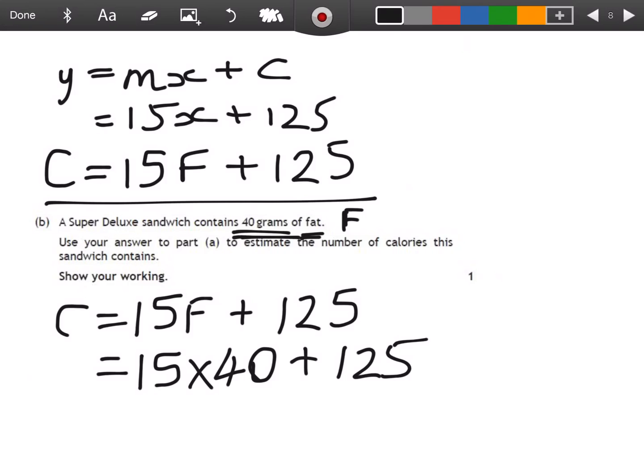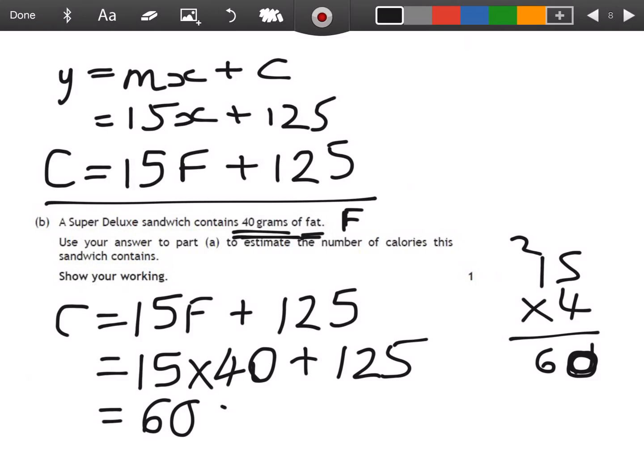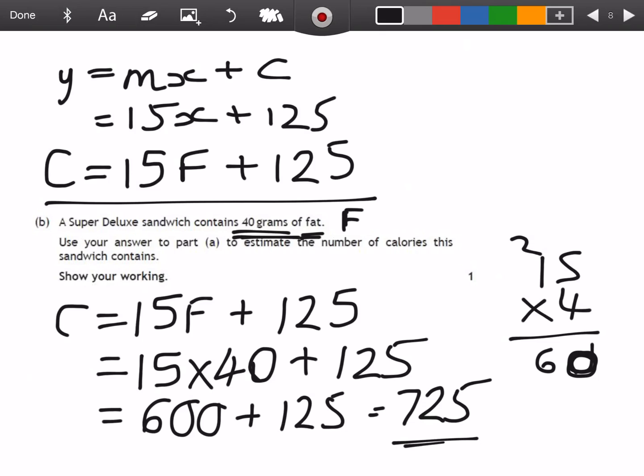And 15 times 40 is 15 times 4 with a 0 at the end. 4 5's are 20, 4 1's are 4, so 15 times 4 is 60. Yeah, that is a 0, so 15 times 40 is 600. Add on 125. So the answer here is 725. That question is a pretty standard question. It's done the exact same way, and part B is generally subbing in the number. Okay, 725, the number of calories. You won't lose a mark if you don't write calories. We're fine. Okay.